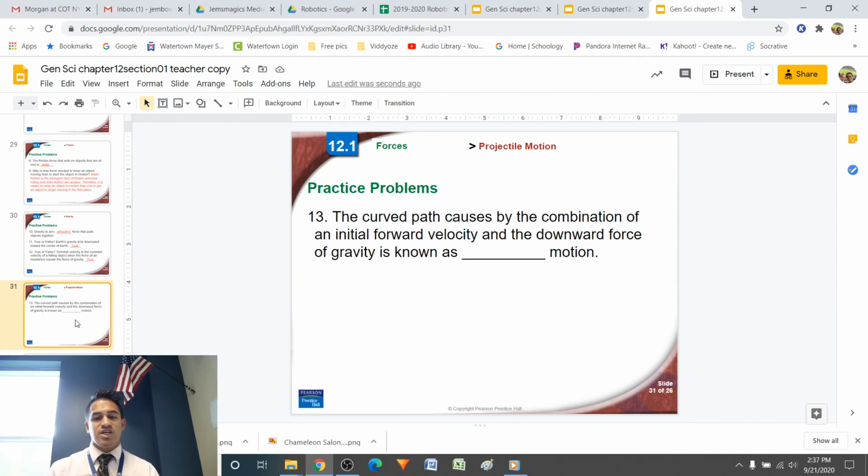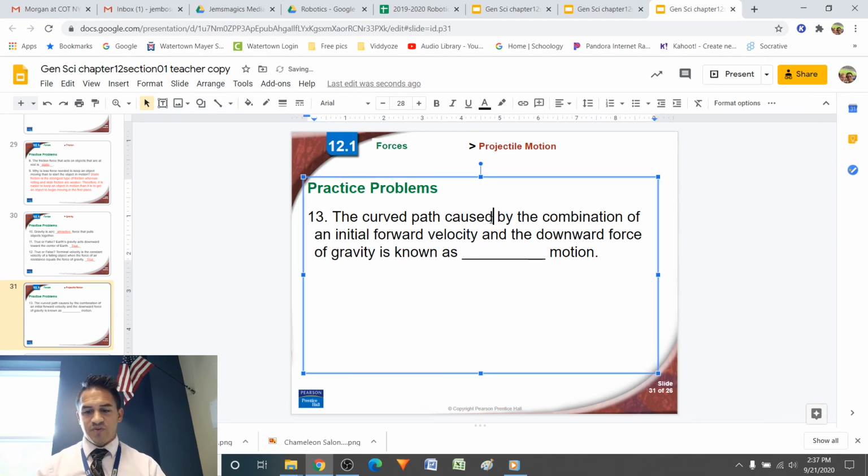All right, last one, number 13, the curved path caused by the combination of an initial forward velocity and the downward force of gravity is known as blank motion. This is called projectile motion. So you have an initial forward push, and then gravity starts to pull the object downwards, and you get a curve, okay, that happens like this. So again, this is what we call projectile motion.